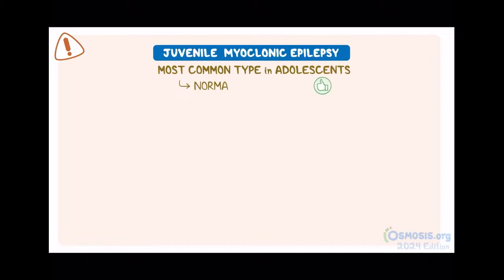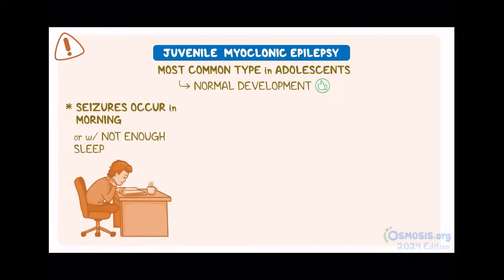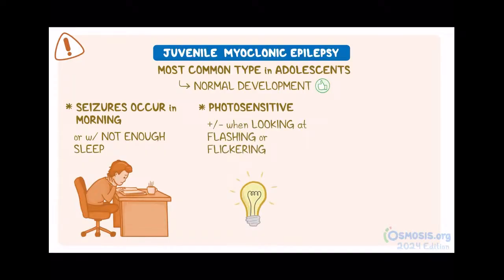Time for a high-yield fact. Juvenile myoclonic epilepsy is one of the most common types of epilepsy in adolescents. Individuals typically have normal development, and their seizures tend to occur in the morning or when they are not getting enough sleep. For example, when studying for final exams. This type of seizure is photosensitive, meaning your patient might experience attacks when looking at flashing or flickering lights. Finally, the EEG will show 3 to 5.5 Hz generalized polyspike and wave discharges.